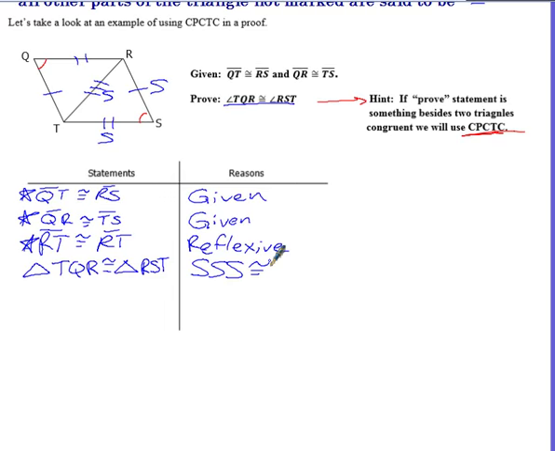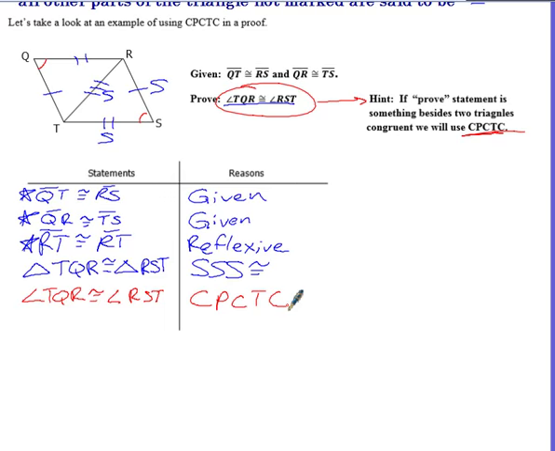So what CPCTC does is we say, hey, now that these two triangles are marked congruent, anything that you didn't mark in your figure, now you can mark congruent. Specifically, in this particular problem, we didn't mark any of the angles congruent to each other. So that's where now I can prove this thing.